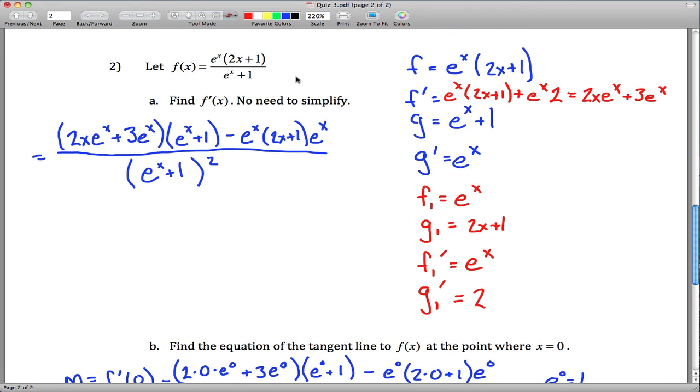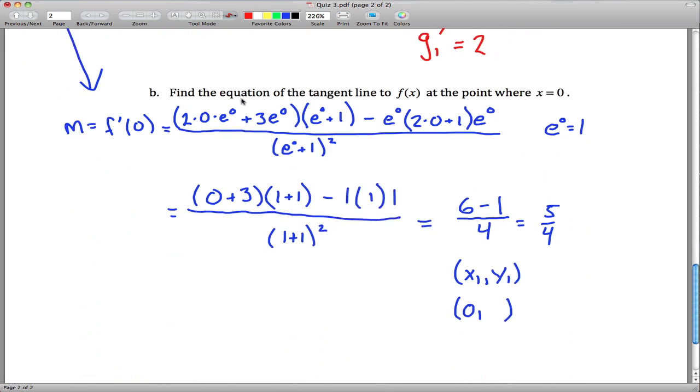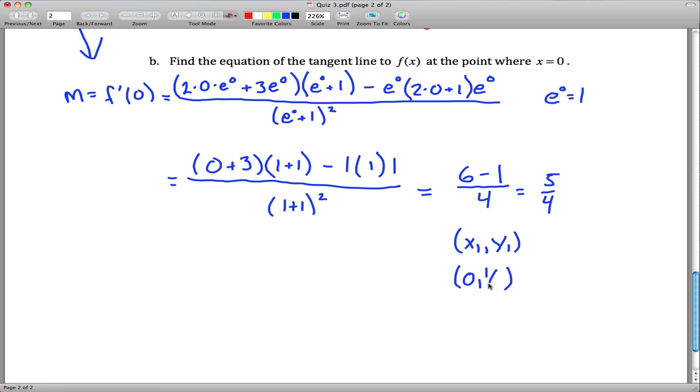So we want f of 0. Maybe I'll write it up here. e to the 0 is just 1. 2 times 0 is 0 plus 1. So up top we get 1 times 1. And on the bottom, e to the 0 is 1 plus 1 is 2. So this right here tells us that our y value is equal to 1/2. So when x equals 0, y equals 1/2.